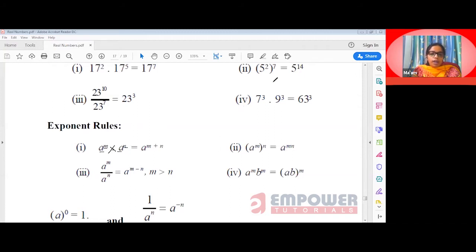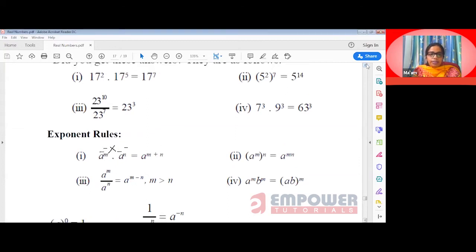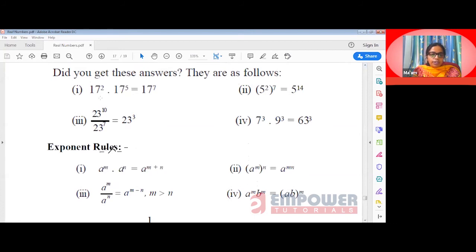So when you have something like this, wait, everyone knows this rule, right? So when you have 17 raised to 2 into 17 raised to 5, here you see your base is same and there is a multiplication sign over here. So you are going to add your exponents and you will get 17 raised to 7.